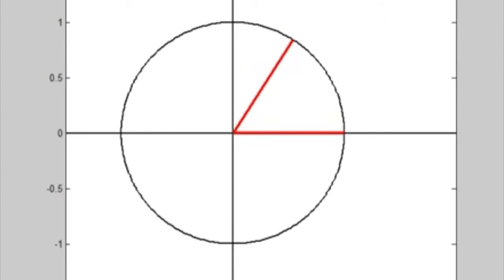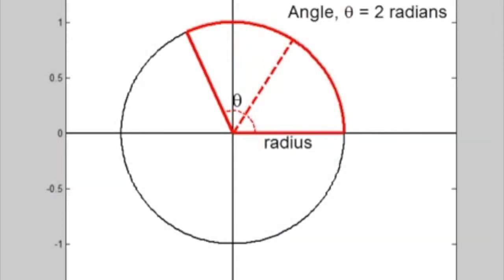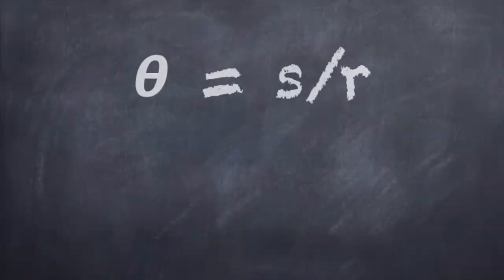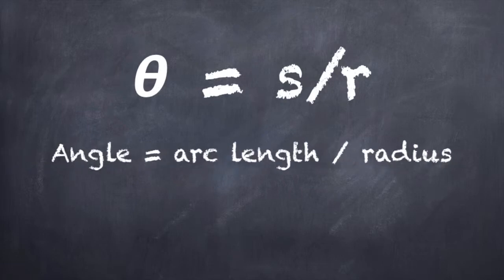In order to understand rotational motion, it is crucial to understand the concept of radians. First, we need to start with a unit circle. Now, consider an arc length equal to 1 radius. The measure of the angle subtending 1 arc length is equal to 1 radian. If we double the arc length, so it's now the length of 2 radii, the angle is now 2 radians. From this, we get the equation theta equals s over r, where the angle equals the arc length divided by the radius.